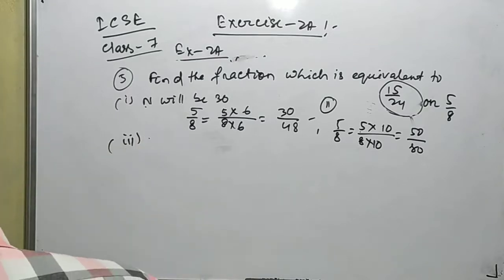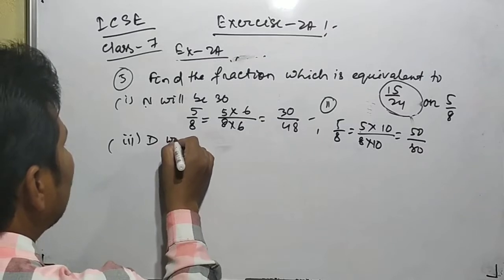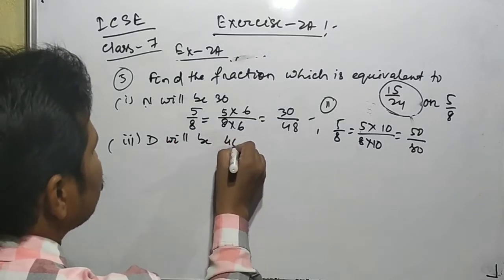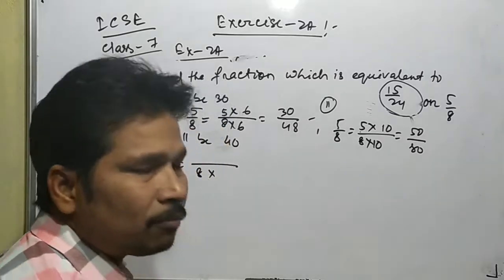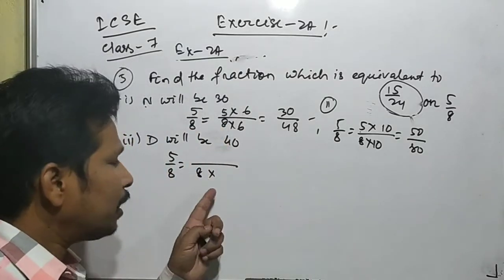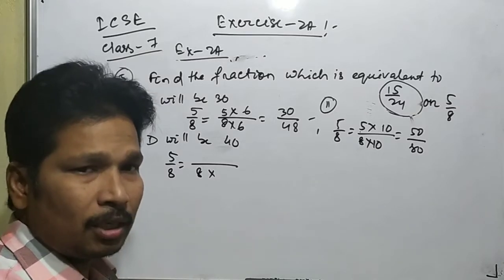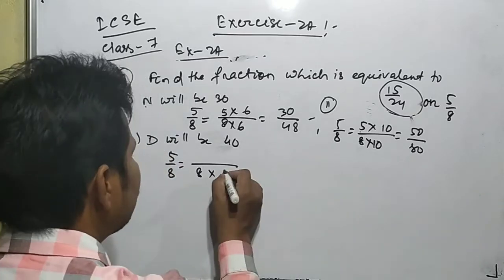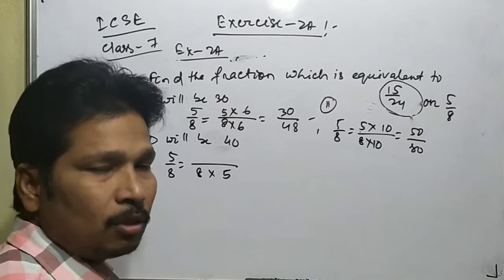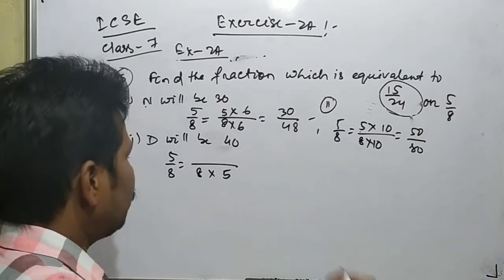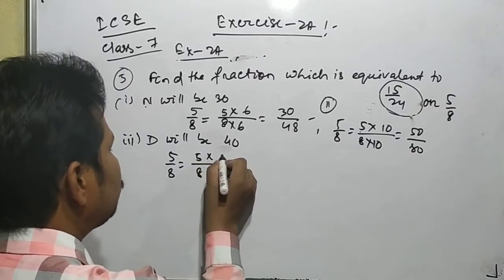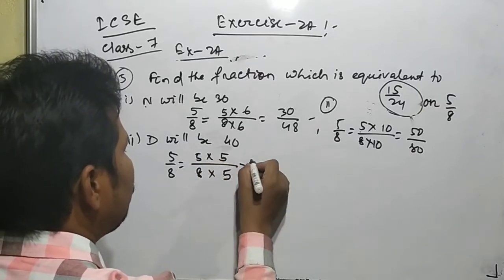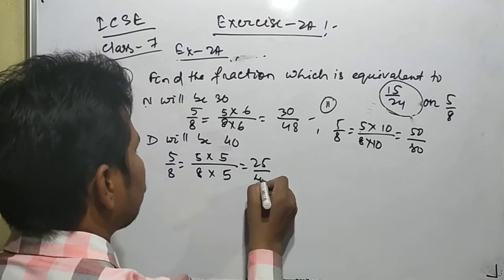Now part 3: the denominator will be 40. So 5 by 8 is equal to 8 into how much will become 40? We have to multiply 8 by a number so that the result will be 40. Definitely 8 into 5. 8 into 5 equals 40. So if we multiply 5 with the denominator, then definitely 5 with the numerator. So our result will be 25 by 40.